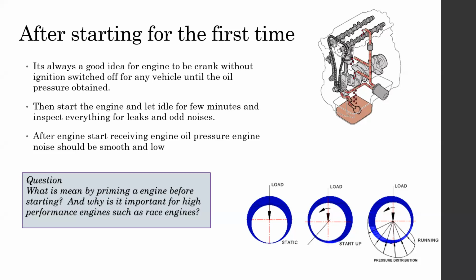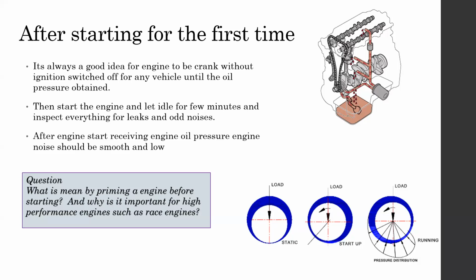So one good solution for this is, you can switch off the ignition but still crank the engine. We call this priming, right? Priming means we prime the engine oil, the engine lubrication system. We prime the engine lubrication system, and only then do we fire the engine up. If the engine has not been run for a long time, this is the best way to do it.